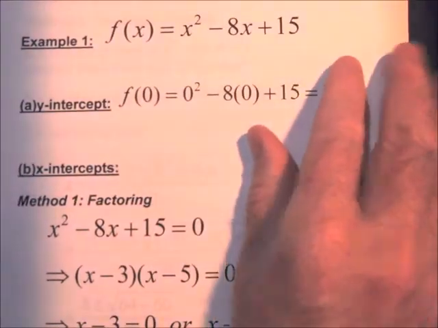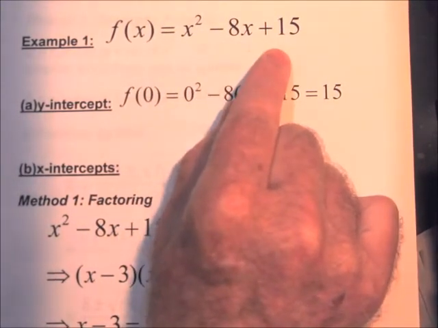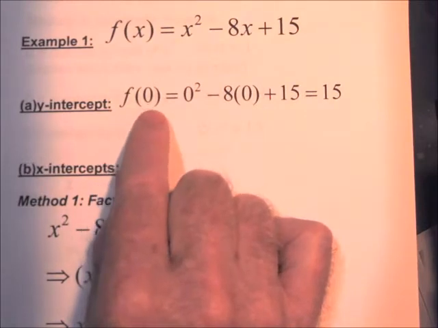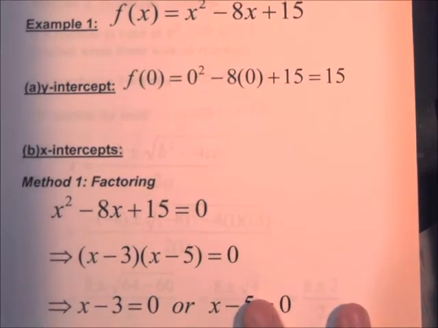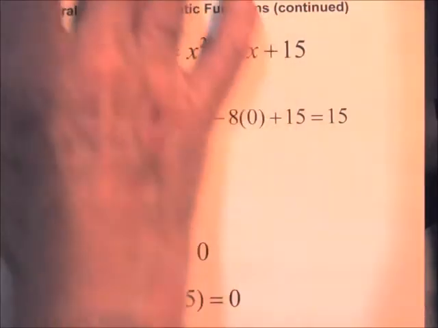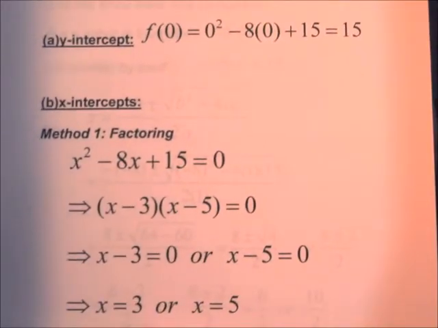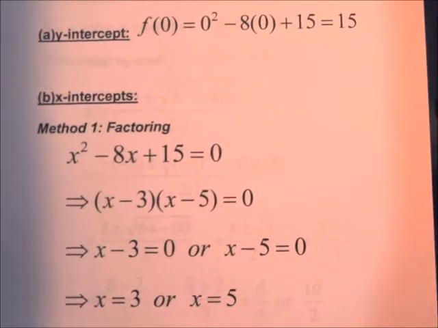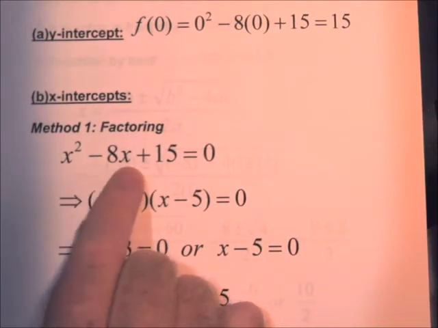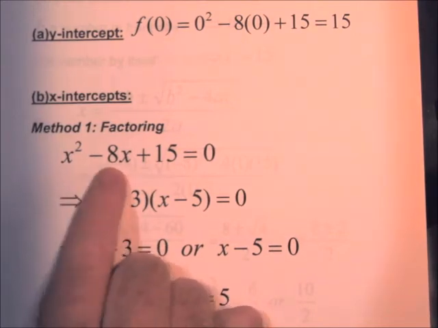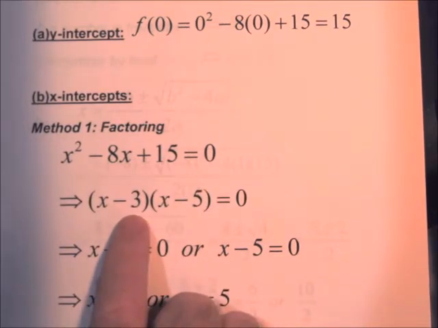Okay, so example, f of x equals x squared minus 8x plus 15. The y-intercept would be f of 0. 0 minus 0 plus 15 is 15. X-intercepts: usually if it can be easily factored, it's faster to factor it. You could also use the quadratic formula, but I usually like to try factoring first. If it's hard to factor, then I use the quadratic formula. So we want to set f of x equal to 0, x squared minus 8x plus 15 equals 0, and solve for x.